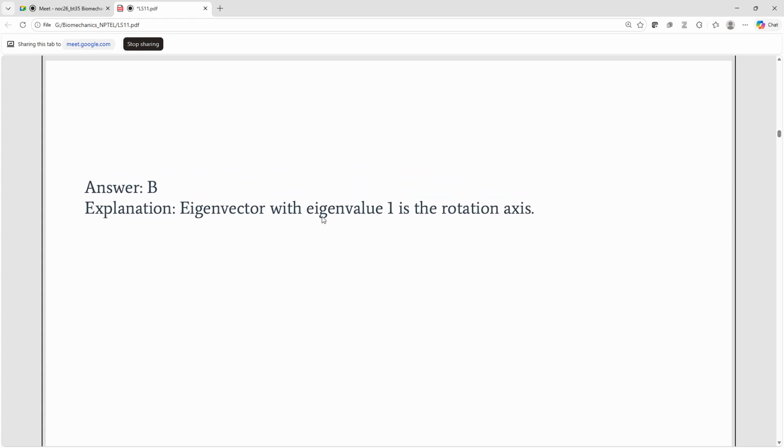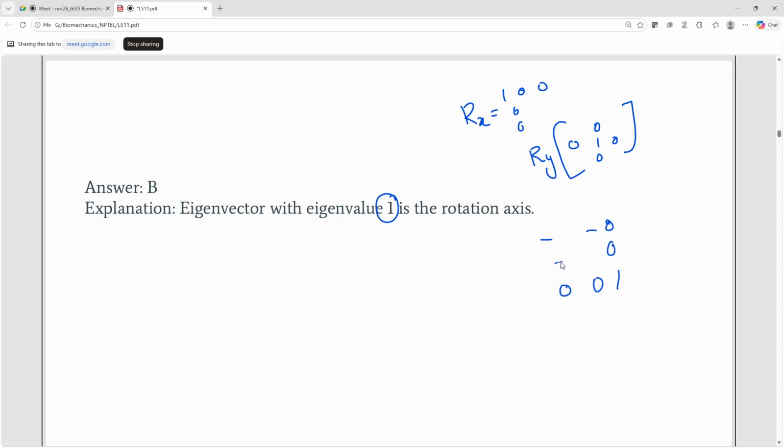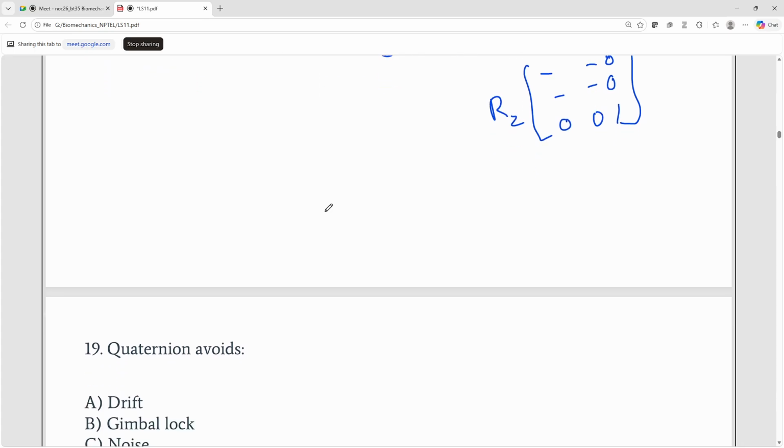The eigenvector with the eigenvalue 1 is the rotation axis. That's why we had 1 0 0 for rotation about the x-axis, and the middle entry for Ry, and RZ has 0, 0, 1. This kind of formulation. So the eigenvector shows the rotation axis.